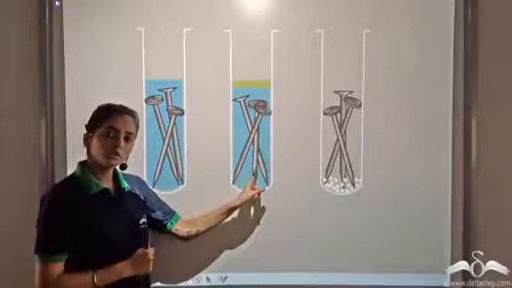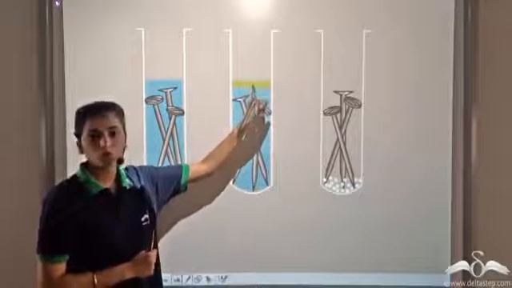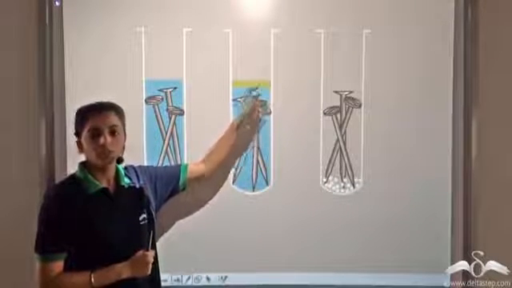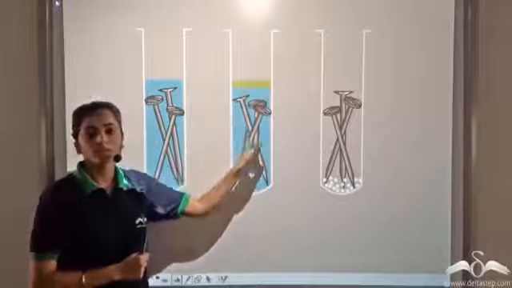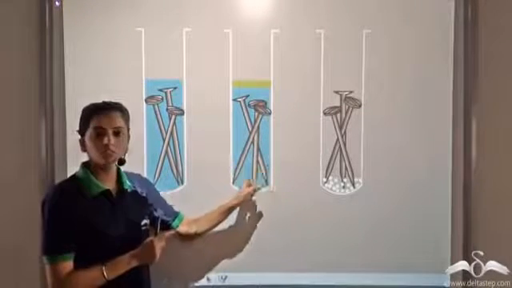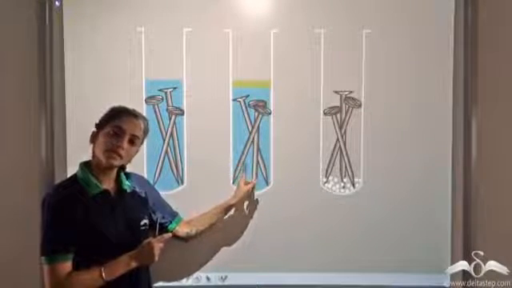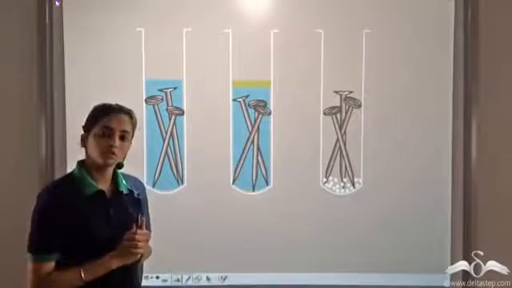In the second test tube, the iron nails are immersed in water and there is a layer of oil put on the top. This oil layer prevents any oxygen from coming in contact with the iron nails. So in short, there is presence of only water in the second test tube and not oxygen. What about the third test tube?